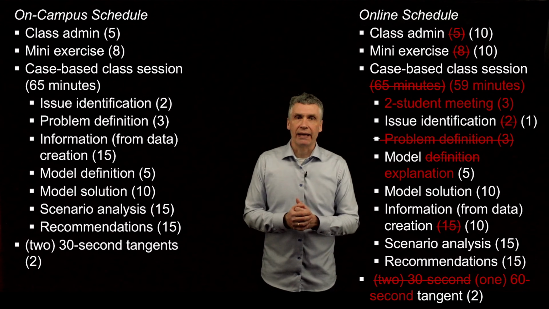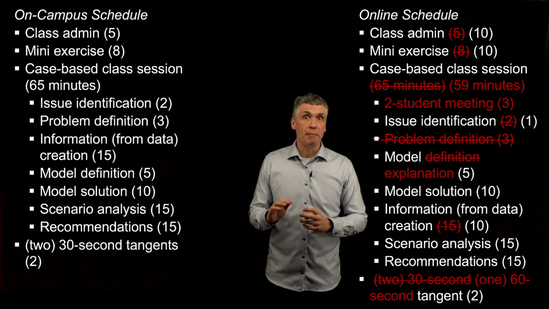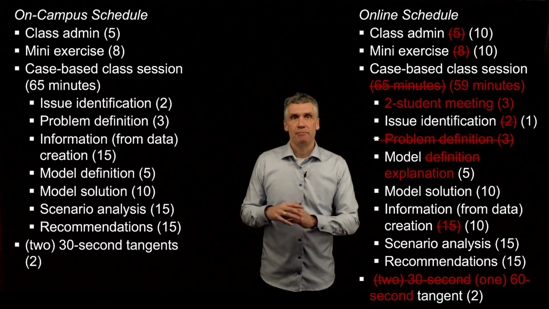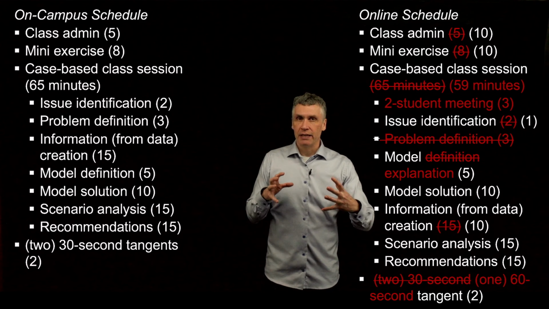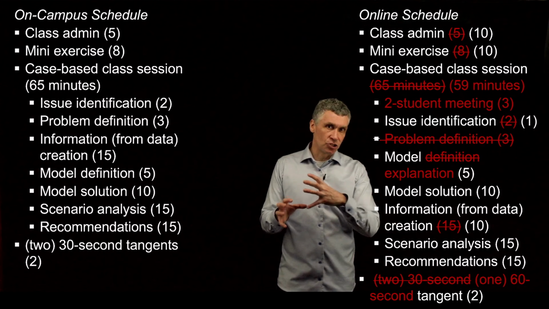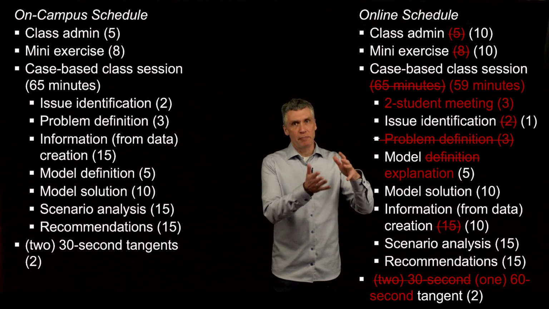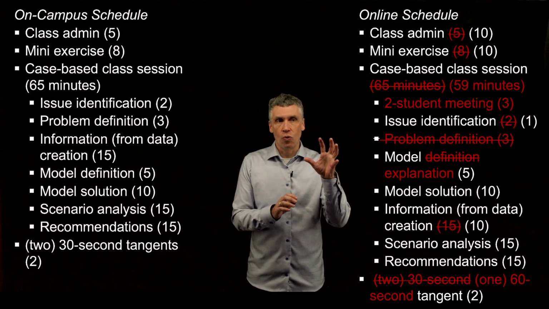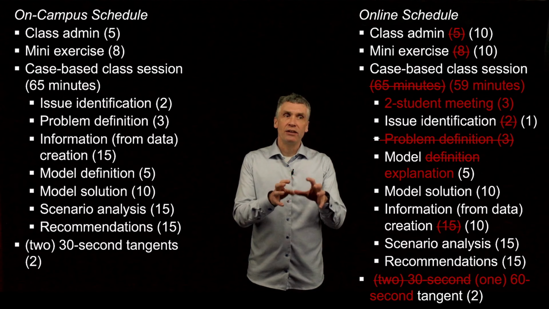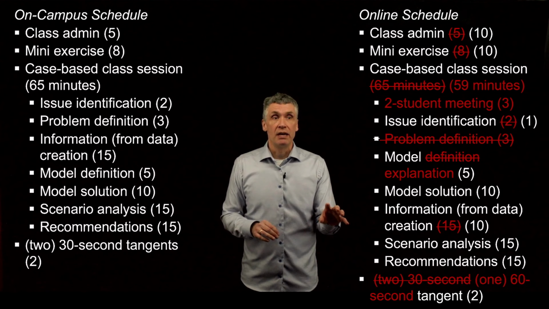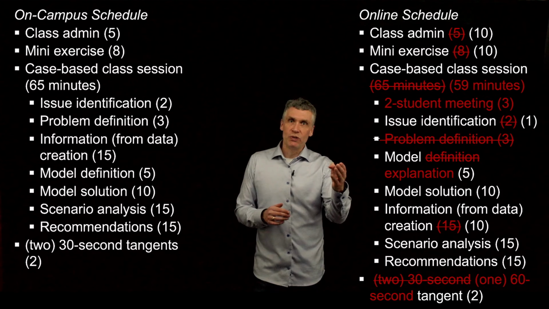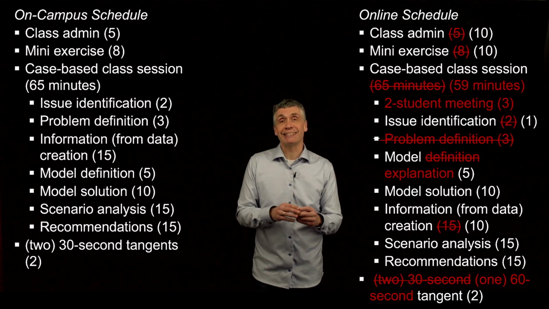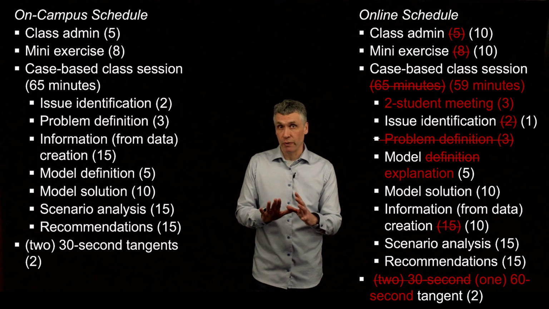I then pull them back and do the issue identification in a minute. So we blitz through this part. When I'm on campus, I intentionally slow down on that. Here, because of what we're going to get to later, I jump through this. And so I don't do the problem definition really. If anything, what we used to call model definition, I now call model explanation. And what I mean by that is I actually speak more than I would like to at this point.